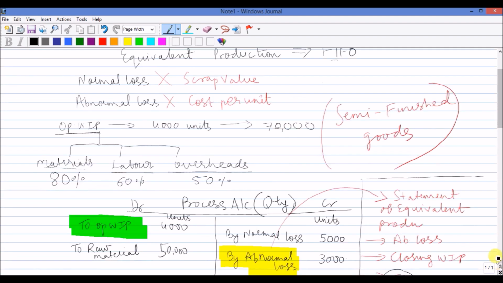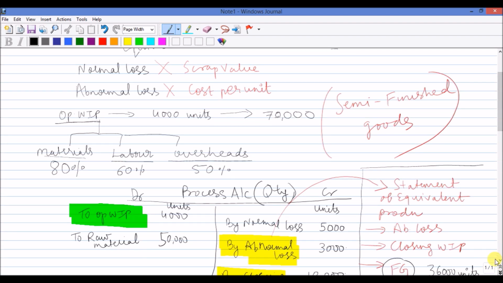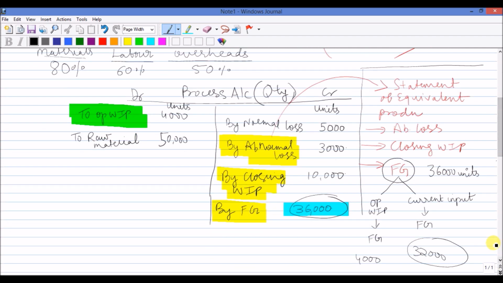Then we are going further, friends. I've prepared a process account, and of quantity, you'll have opening work in progress quantity of 4,000 units, and maybe you have introduced raw material of 50,000 units. You will have normal loss, abnormal loss, closing work in progress, and you will have finished goods which are ready to be sold or ready to go to the next process.